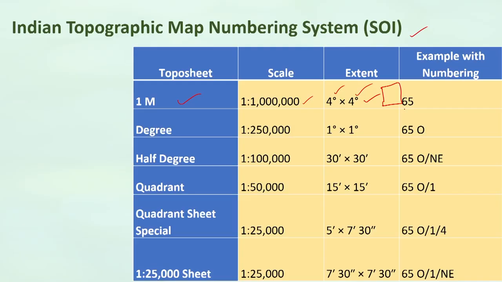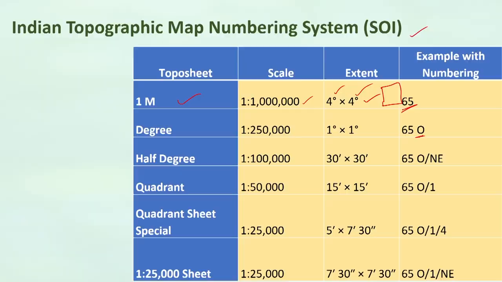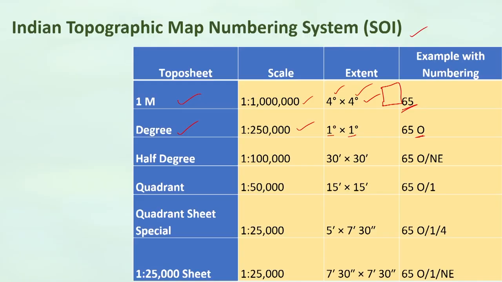If you look at the number of that topo sheet, it will be simply a number like 65 or 77, 100 like that. There will not be any alphabet like O, A, B like that. Next, the degree topo sheet. This topo sheet scale is 1:2.5 lakh. It will cover 1° longitude, 1° latitude. This is the coverage area of that topo sheet.